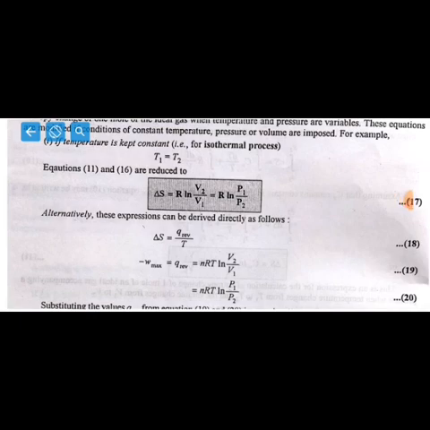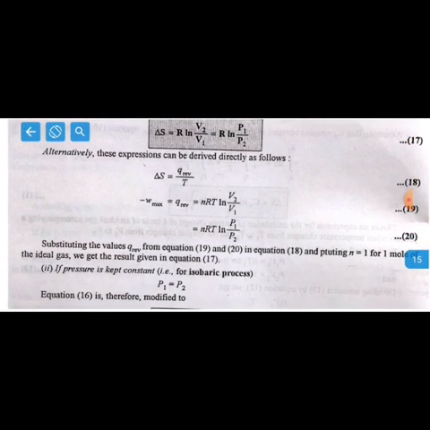Alternatively, this expression can be derived directly as follows: dS is equal to Q reversible by T, with minus W max is equal to Q reversible. Q reversible is equal to nRT ln of V2 by V1, that is equation 19, is equal to nRT ln of P1 by P2, that is equation 20. Substituting the value of Q reversible from equations 19 and 20 in equation 18 and putting n equal to 1 for 1 mole of the ideal gas, we get the resulting equation in equation 17.